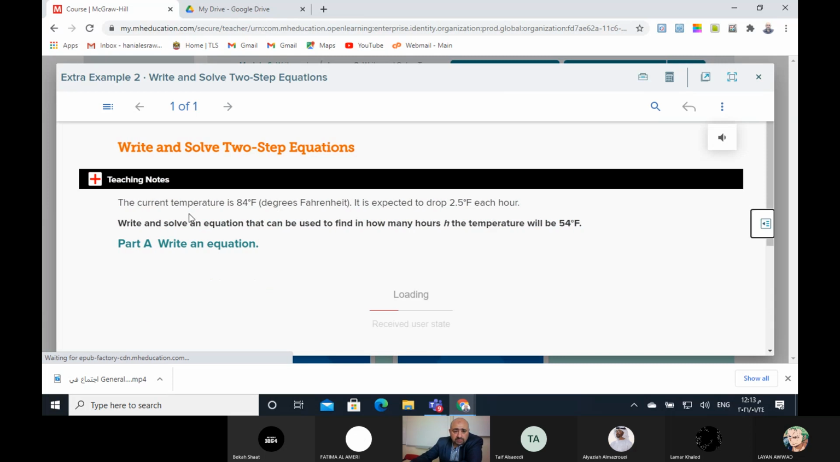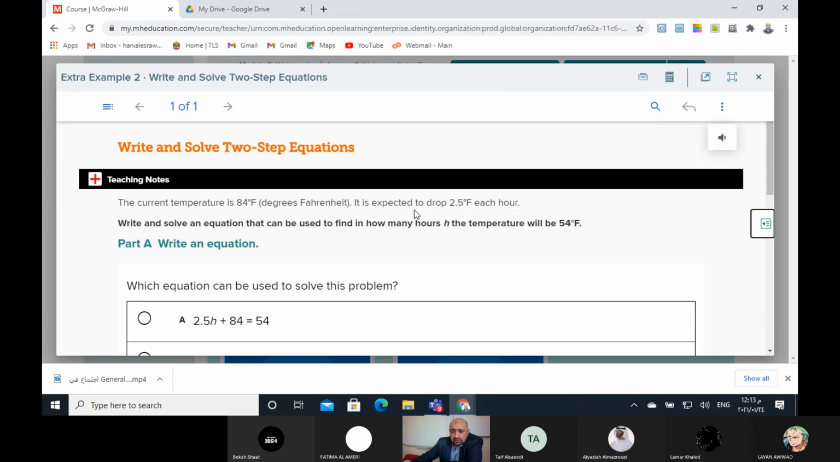Okay, the current temperature is 84 degrees Fahrenheit. It is expected to drop 2.5 degrees Fahrenheit each hour. Where is the change, Layan? Here. So we will put the variable here using 2.5. Now write and solve an equation that can be used to find in how many hours, so use h, the temperature will be 54 degrees Fahrenheit.